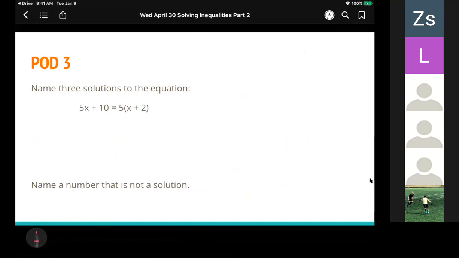Are we just guessing or what? Oh, you don't have to guess. So Poe says 2. Let's see. 5 times 2 plus 10, is that equal to 5 times 2 plus 2? Poe, what do both sides equal?